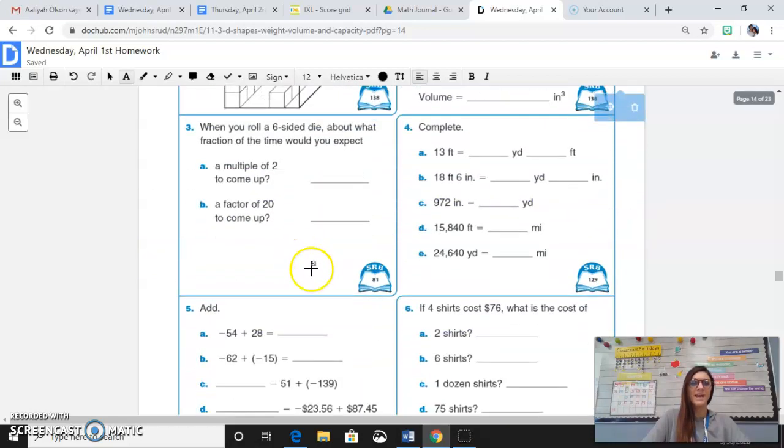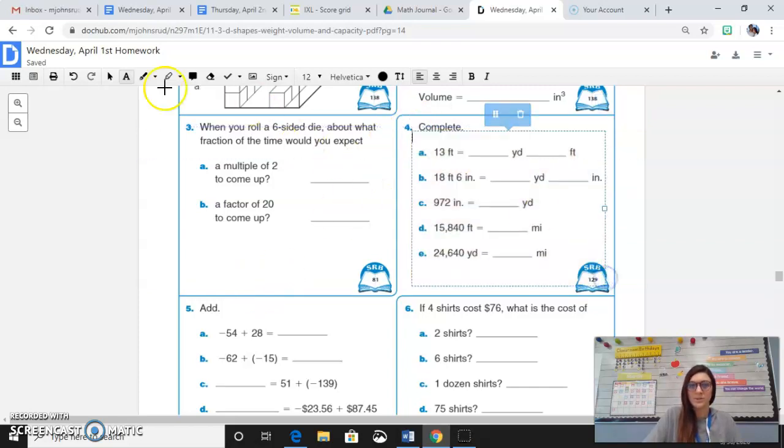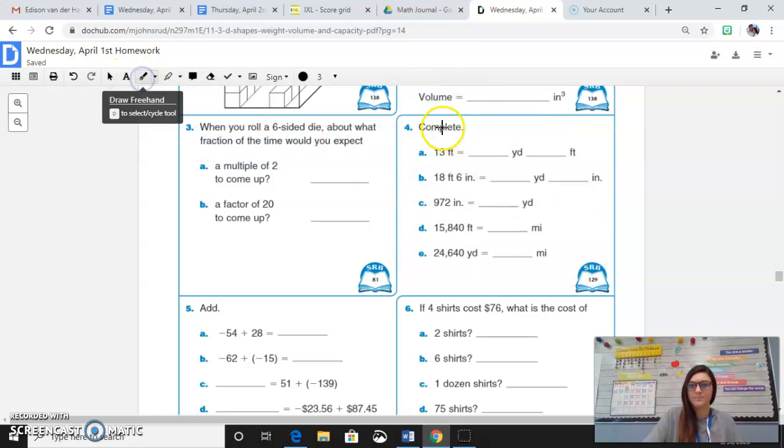Okay. Next, when you roll a 6-sided die, think you have a dice in your hand, about what fraction of the time would you expect a multiple of 2? If you do not know what a multiple of 2 is, you need to look it up in your Math MCA packet. Okay, then you need to figure out, what's a factor of 20? If you don't remember what a factor is, you need to go look those up. Okay, number 4, we're going to skip. So I just want you to cross that out.